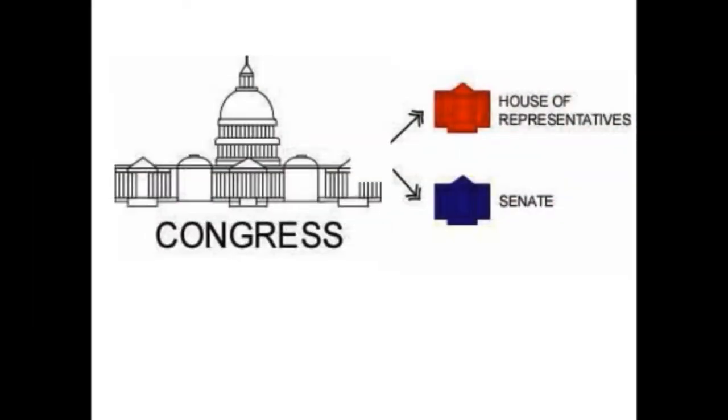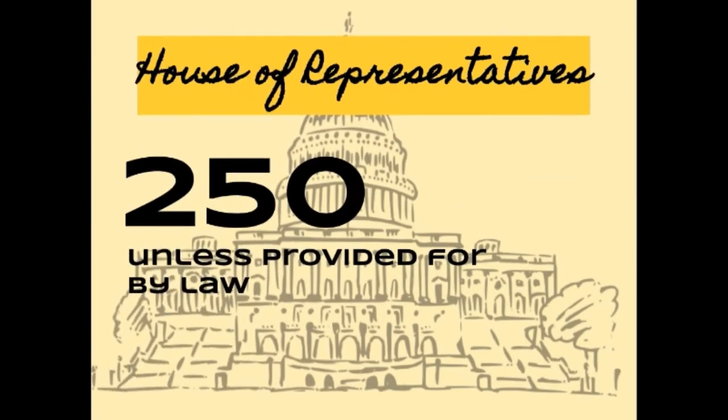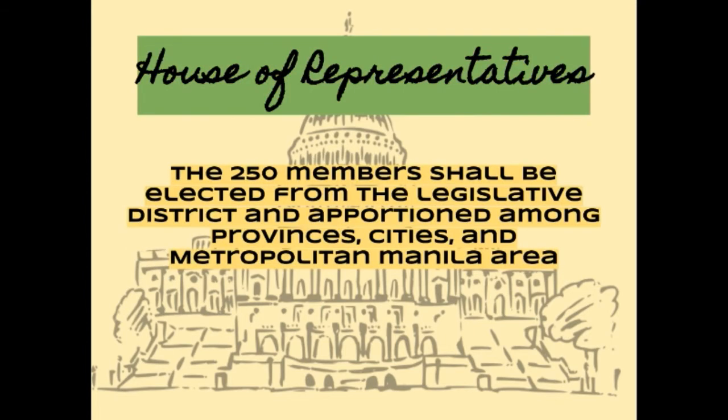Next, we discuss the House of Representatives. The House of Representatives is composed of 250 members, that is, unless otherwise provided for by law. In other words, you can have more than 250 members in the House if the law will so provide. These 250 members are to be elected from the legislative district, and they shall be apportioned or allocated among provinces, cities, and metropolitan Manila area.